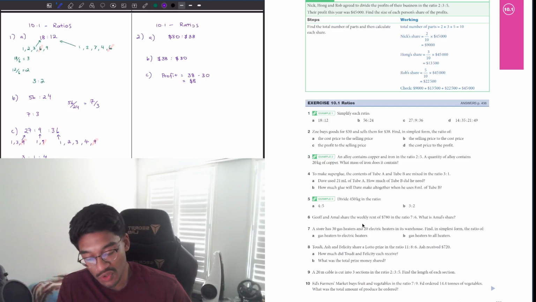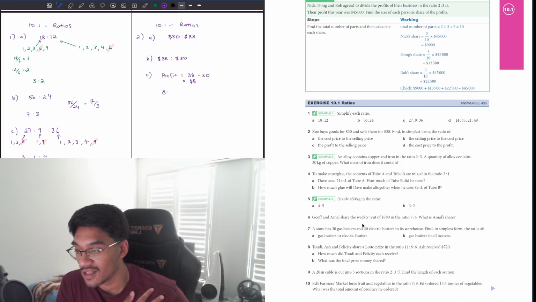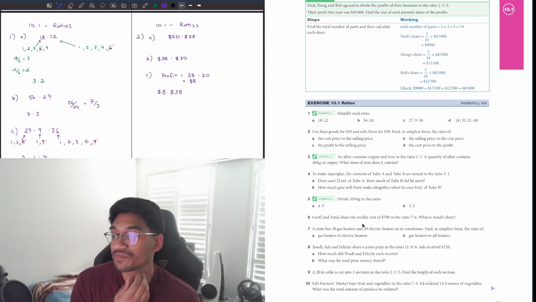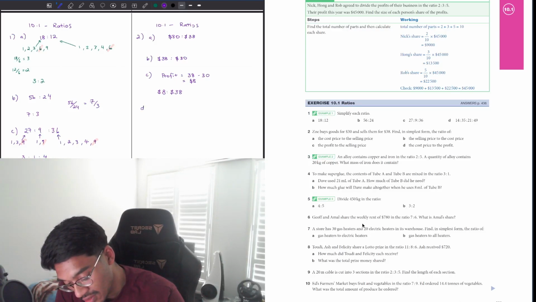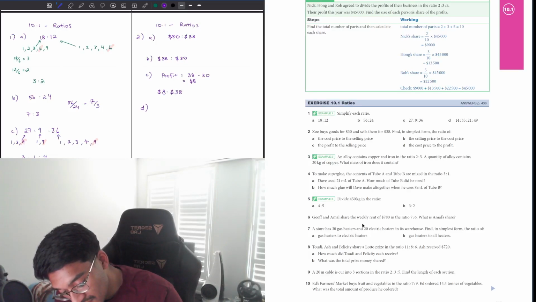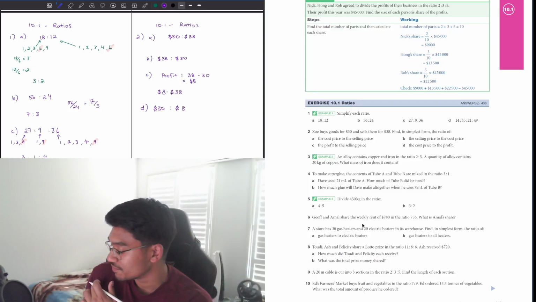So we want the profit to the selling price. So profit's $8. The selling price we know is $38. So $8 to $38. Done. And D wants the cost price to the profit. Well, we know the cost price, how much she buys it for, is $30 to the profit, which is $8. Bam, question 2 is done.